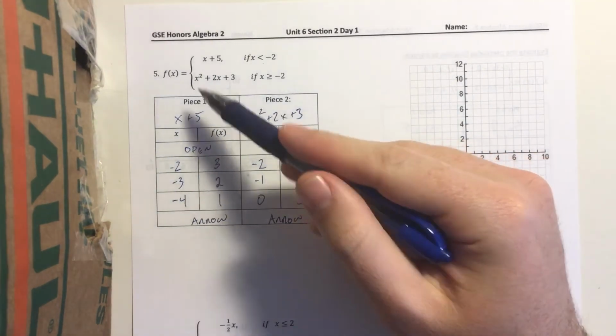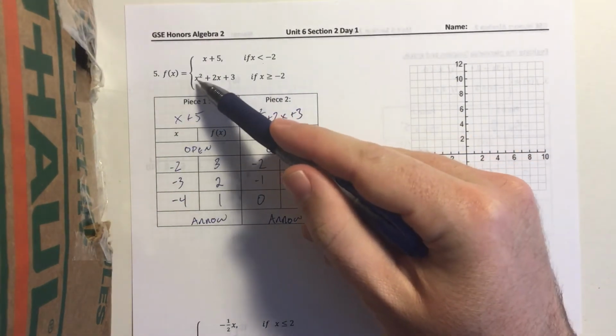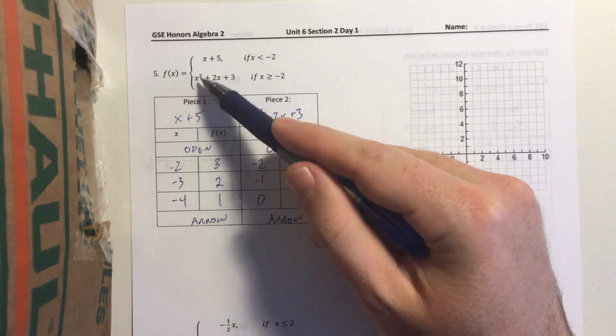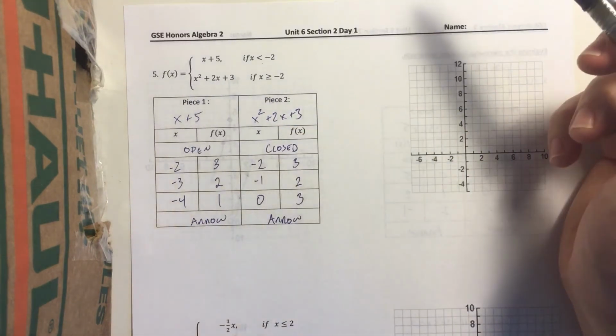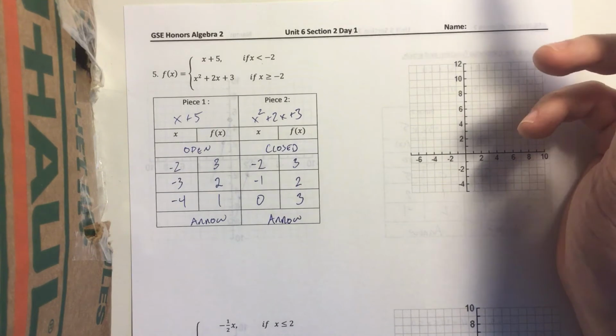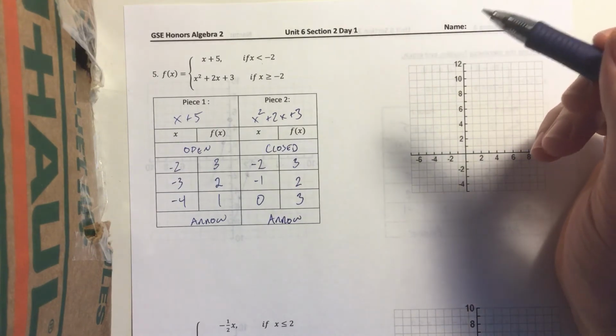Just make sure if you're using a calculator and plugging in negatives, you're putting parentheses around them. It's probably easier to use the table function in your calculator if you have a graphing calculator at home.